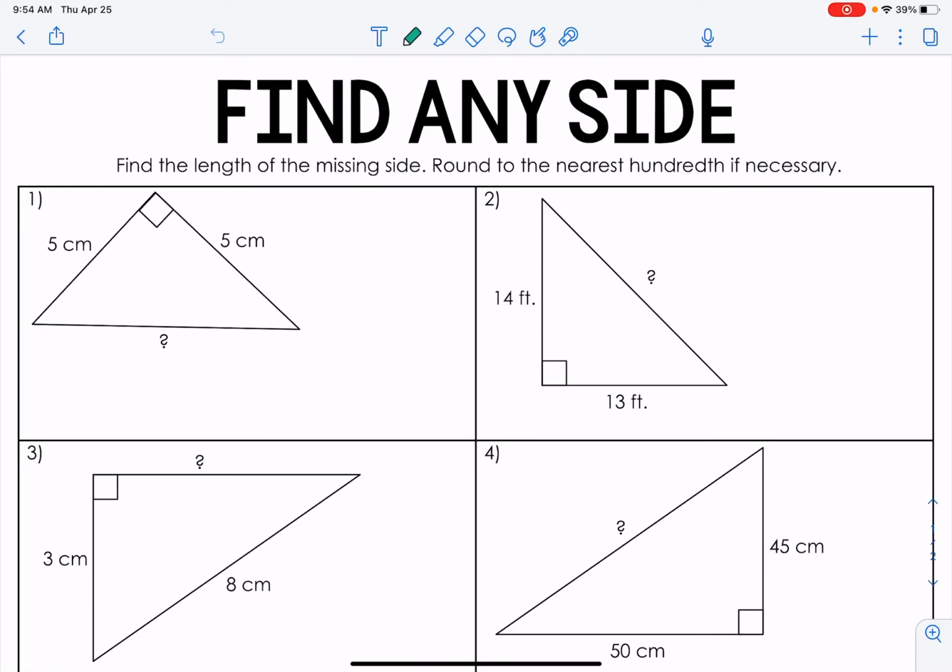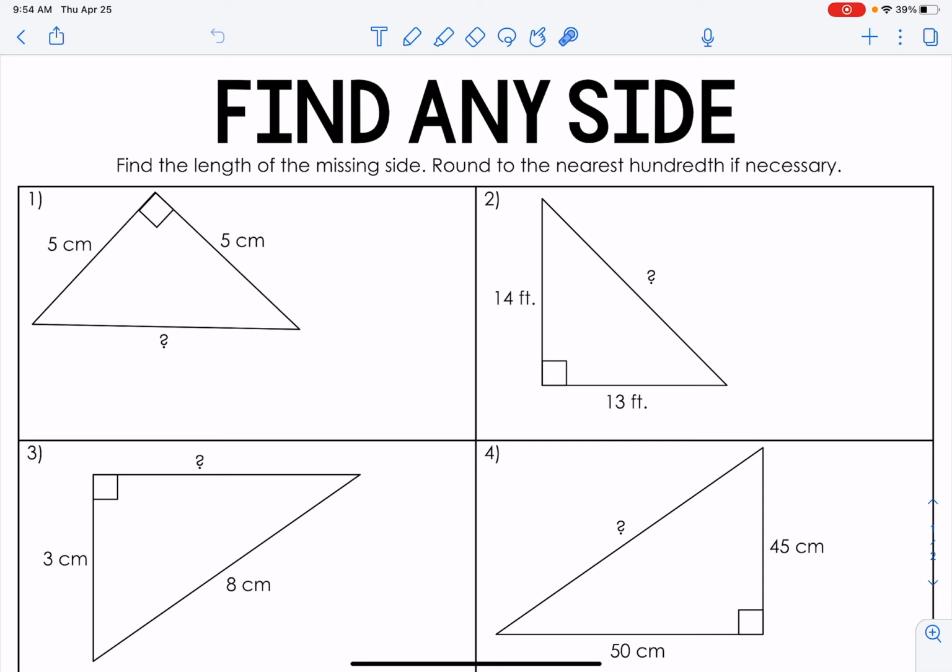Hello, today we are working on Pythagorean theorem, and this time we are looking for any missing side on a triangle. So the missing side could be either the hypotenuse or it could be one of the legs, like in example 3. So we're going to do two different kinds of these problems. We're going to start with number 1.